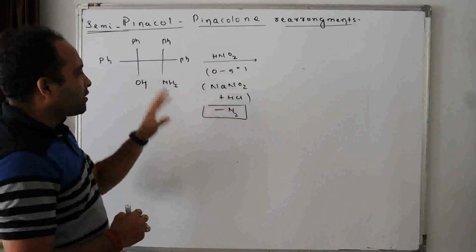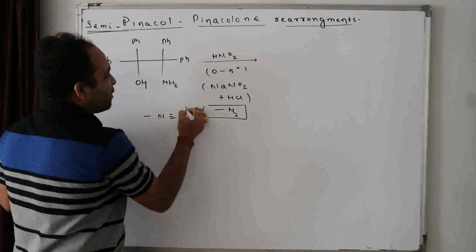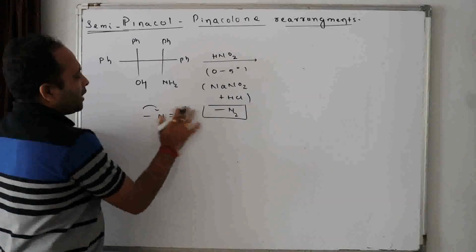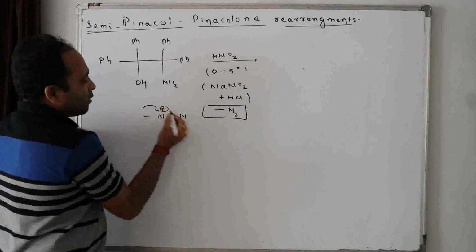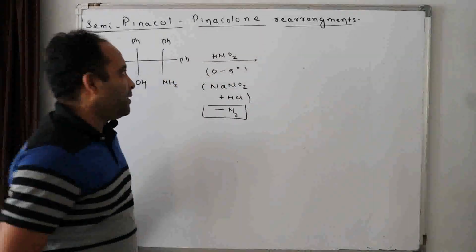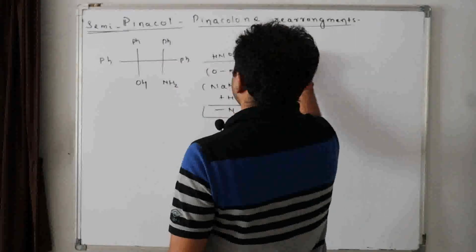Once nitrogen is released from here, what will happen in the intermediate? This is N triple bond N plus will be formed, electron will be donated. So there is a lot of thing. N triple bond N plus will be formed, electron donated, and nitrogen will be released. This will be taught to you in future classes. But just remember, when NH2 will be removed, what will be formed here? Ph.